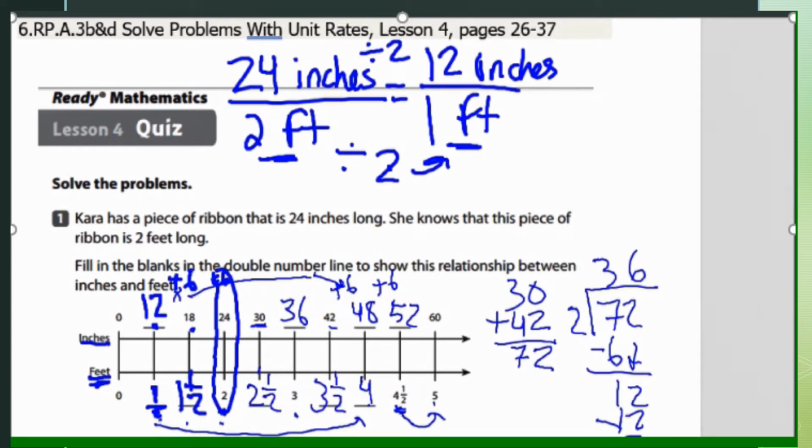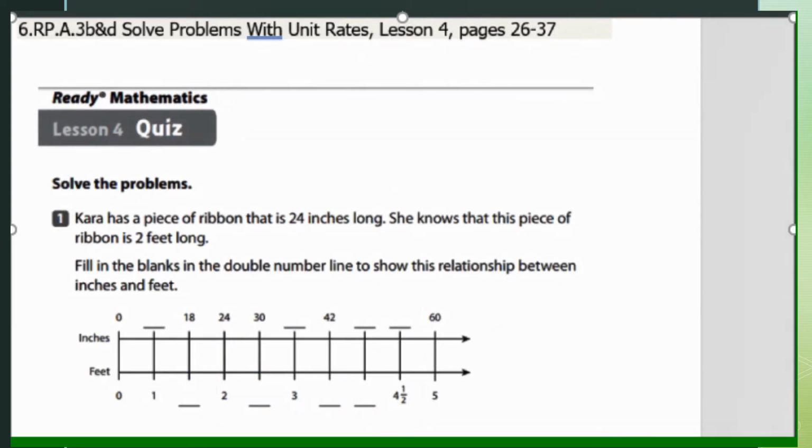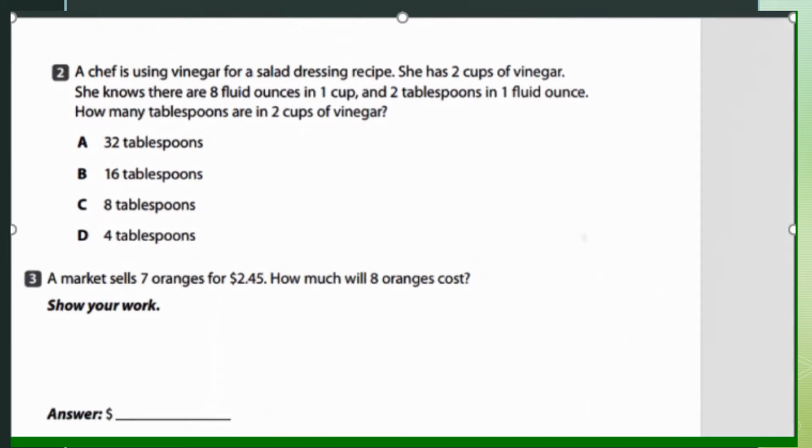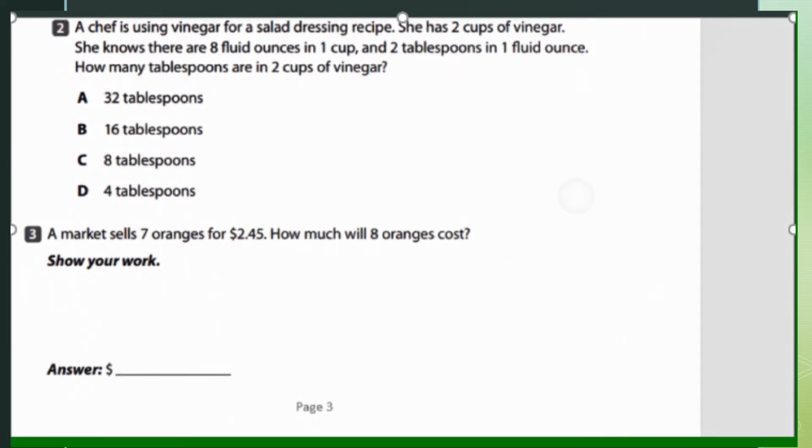All right, moving on to number 2. A chef is using vinegar for a salad dressing recipe. She has 2 cups of vinegar. She knows there are 8 fluid ounces in 1 cup, so these are just conversions, and 2 teaspoons in 1 fluid ounce. How many teaspoons are in 2 cups of vinegar?